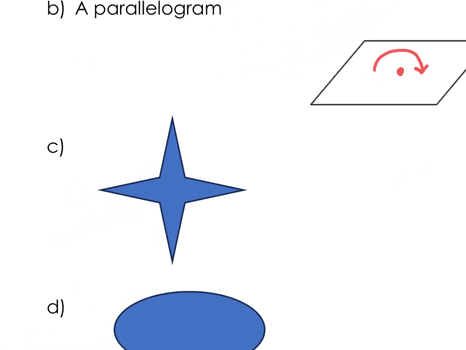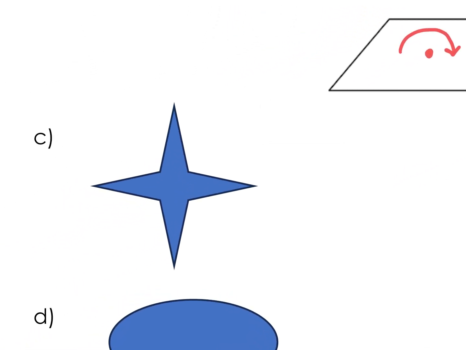Check out C. Put a point in the center and imagine how many degrees we would need to rotate it so that it lands completely on itself. I guess we don't need to do 360. Three different options here. If we just take this point and rotate it to this point, the figure would land on itself.